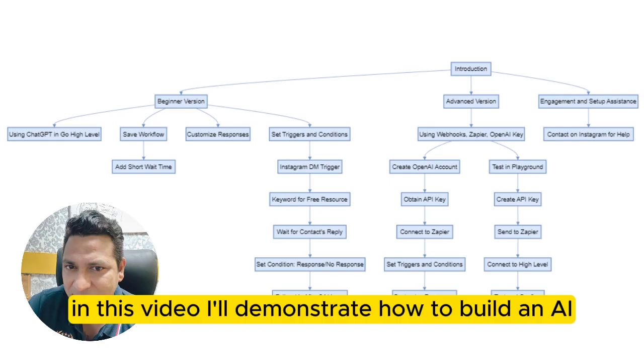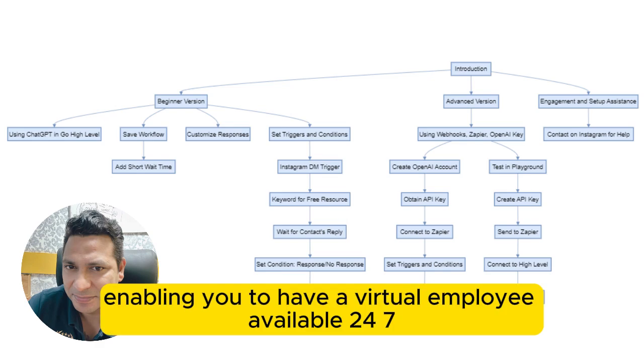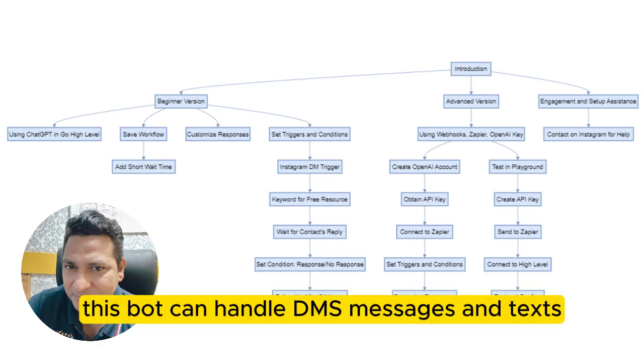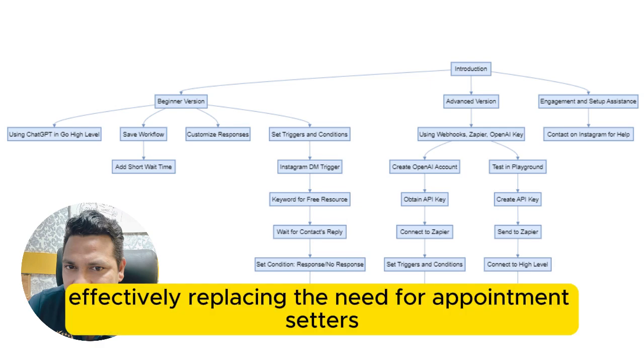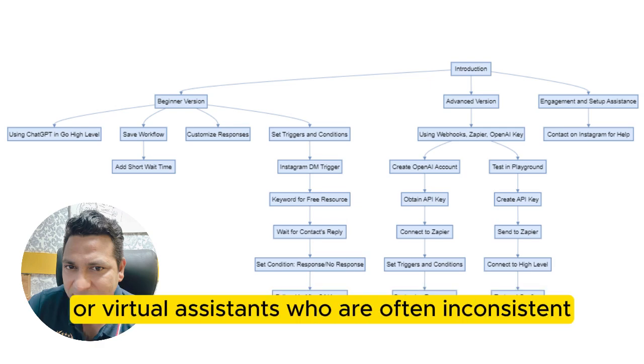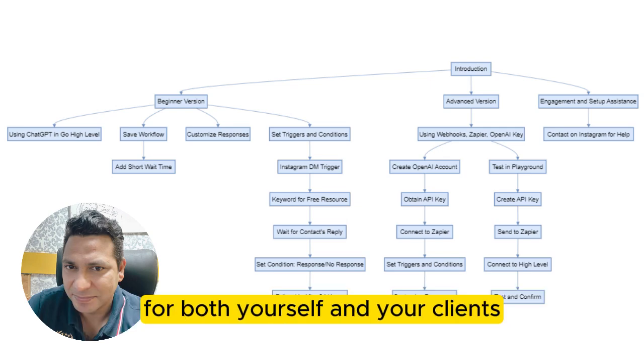In this video, I'll demonstrate how to build an AI appointment booking bot in Go High Level, enabling you to have a virtual employee available 24/7, 365. This bot can handle DMs, messages, and texts, booking meetings, or selling your services or products, effectively replacing the need for appointment setters or virtual assistants who are often inconsistent, lazy, and expensive. I'll show you how to create this bot for both yourself and your clients.